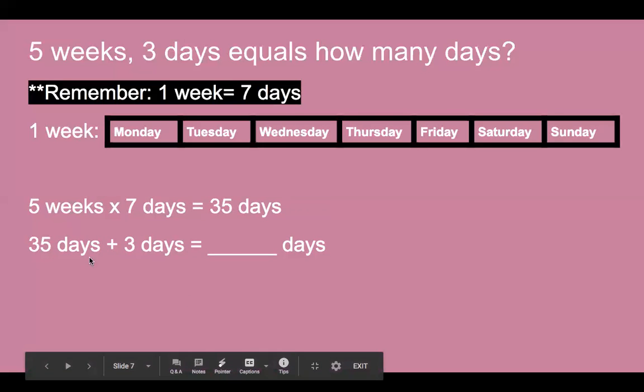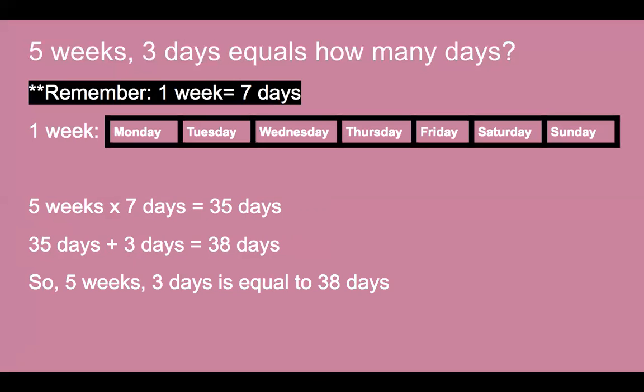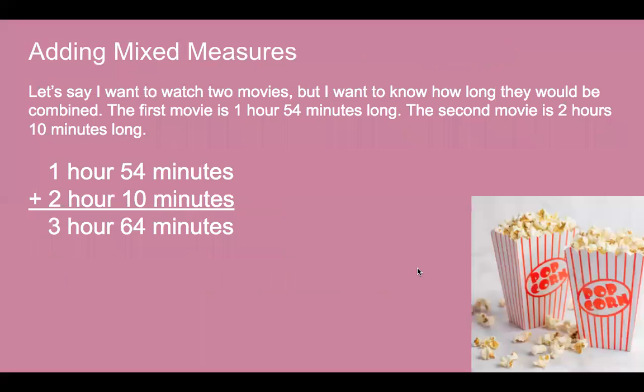So what's 35 days plus 3 days? You should be doing 5 plus 3 and then keep the tens because we're not going to need to regroup. So 35 plus 3 equals 38 days. That means that 5 weeks and 3 days is equal to 38 days. Pretty easy with just multiplying the basic fact. You have to know the conversions and then just add on that additional unit of time or whatever the unit is. All right, so this is where it gets a little bit trickier.